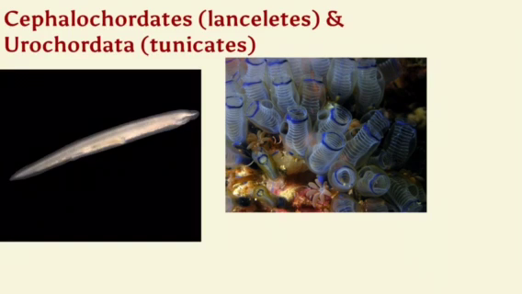And then we have the other group, the urochordata, or the tunicates. Again, don't hold me to the pronunciation there. In these two pictures, we have the lancelet on the left and, on the right, a bluebell tunicate. We're not going to really talk much about these other subphyla.